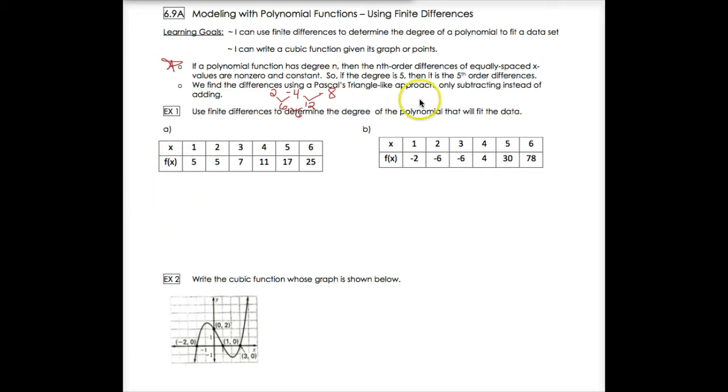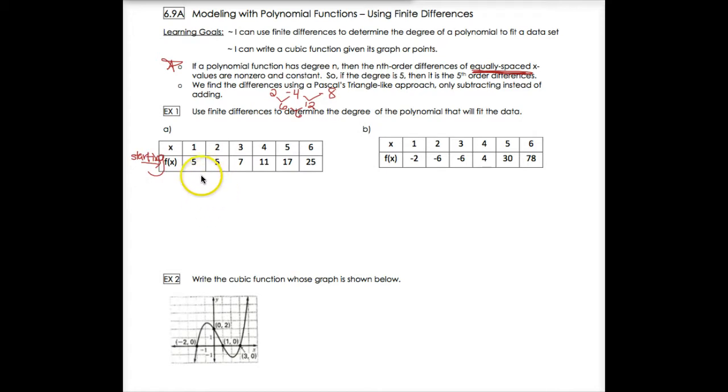Now, the key is that the x values have to be equally spaced. You can't just put in any numbers that you want and find their differences and expect for that to tell you what degree the answer is going to be. So here, when we're looking at a table, we can tell that these are equally spaced because my x values are 1, 2, 3, 4, 5, 6. So that means that these f of x are my starting point. So these are my f of x values that are equally spaced.